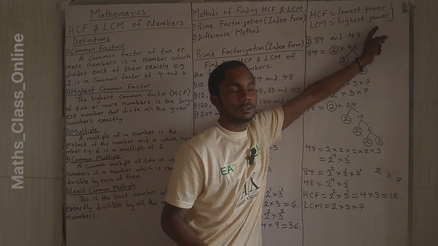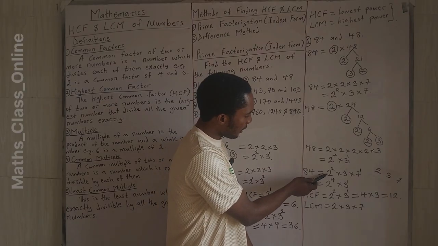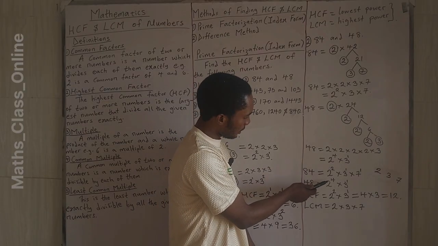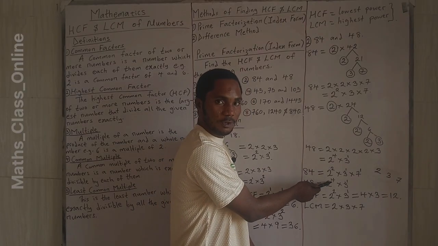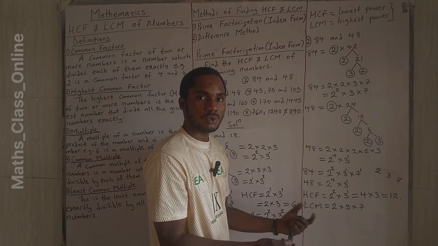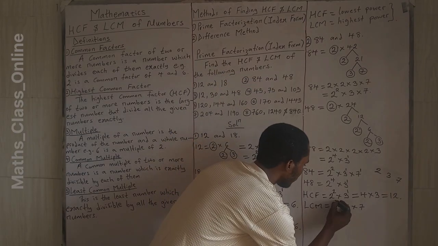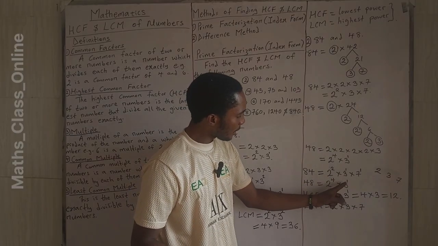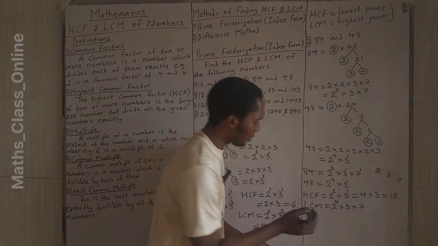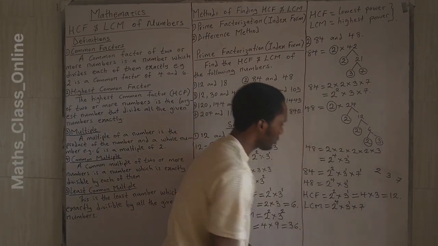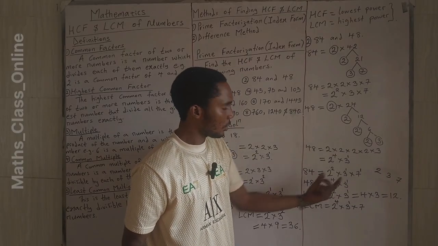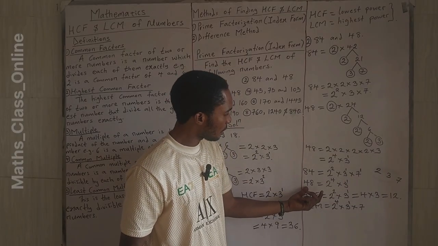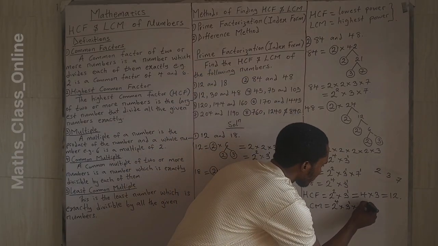Highest power. The power of 2 here is what? Is 3. The power of 2 here is what? Is 4. Which one is the highest between 2 and 4? That is 4. We have this to be 2 raised to the power of 4. We have 1 here, we have 1 here, still equal. This one will be raised to the power of 1. 7 here, we don't have 7 in 48. We still write it.